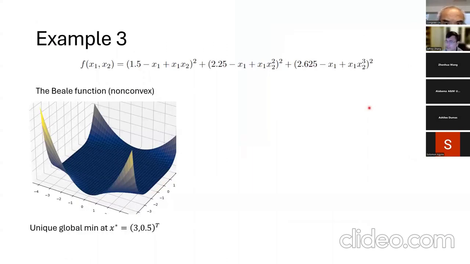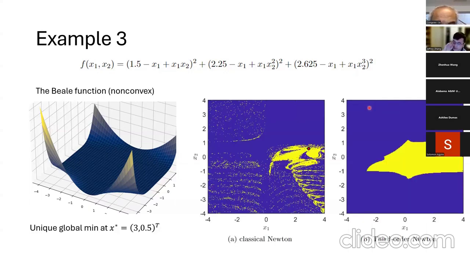An example in 2 dimensions, this is the Beale function. It's non-convex and it's just a problem that people look at when they're evaluating optimization functions. I think I already showed you this Newton fractal before. This Newton fractal actually comes from the Beale function when you apply just regular Newton's method as opposed to the third order Newton's method. And again, the thing to see here is that you get a lot more stability when you're applying Newton's method with higher order information.